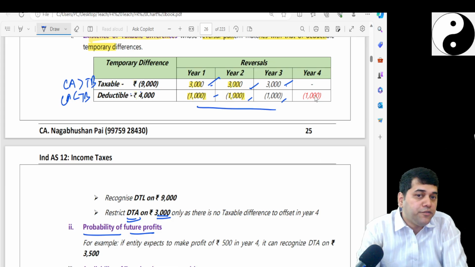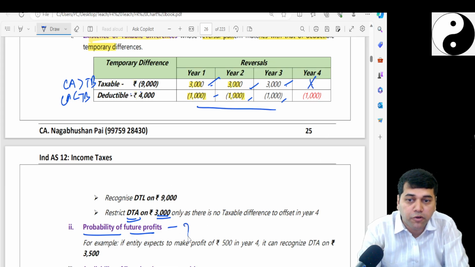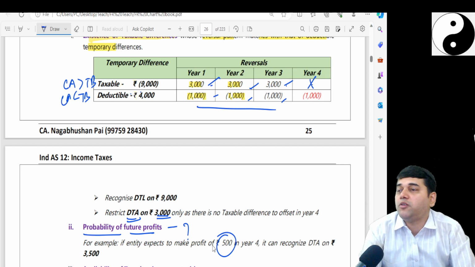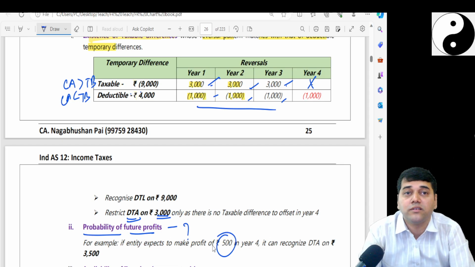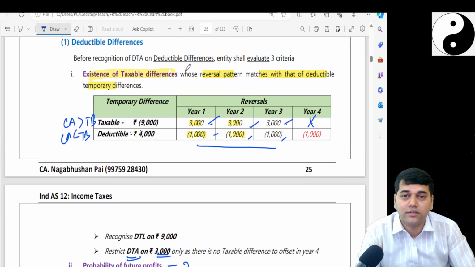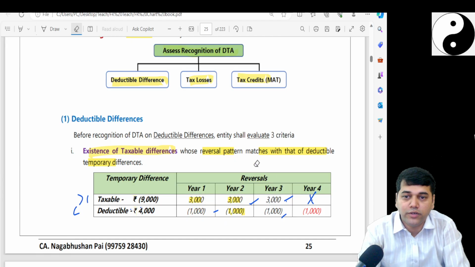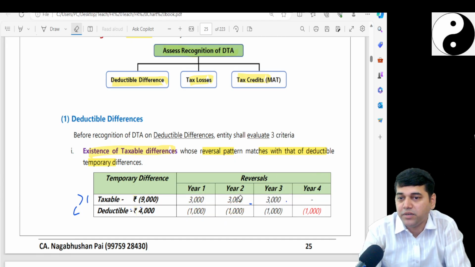If in the 4th year you don't have this, the question comes, do you have profits? Say for example, I don't have this. I have got only a profit of 500 in year 4. Then how much deferred tax asset today can I recognize? Question is clear? My question goes like this. See, today you have got a taxable difference of 9,000, deductible difference of 4,000.